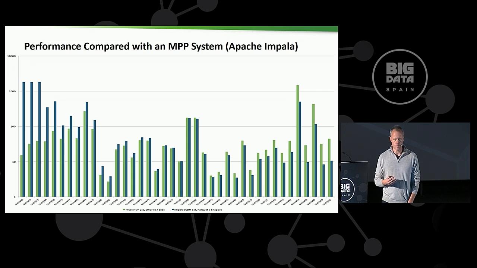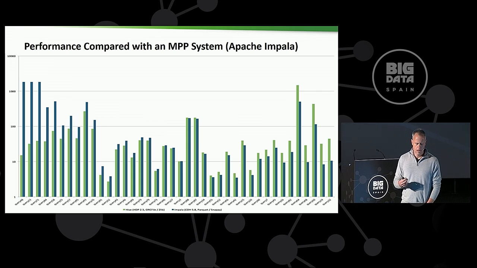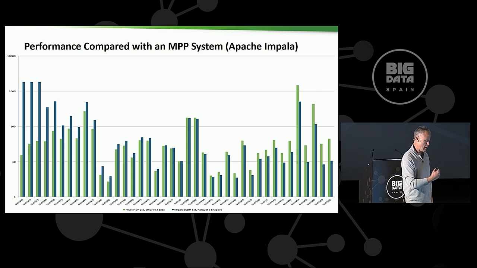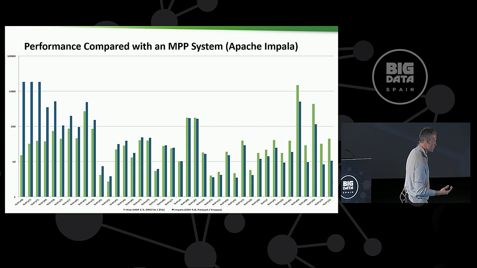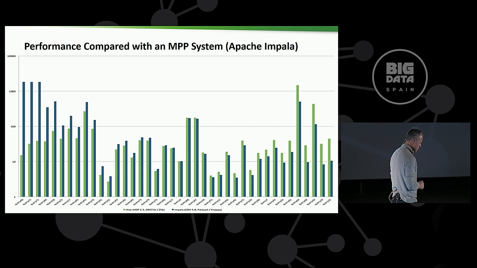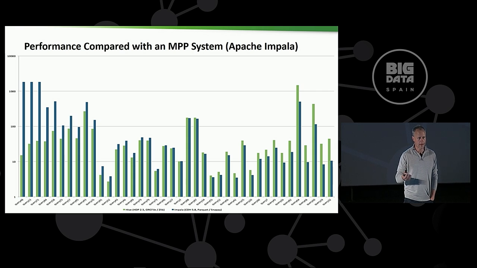Impala is a pure MPP system. That's its sweet spot. We're trying to be able to operate in that space as well as the very large data space. And so this is, for us, a very encouraging outcome that we're starting to be able to do that when it makes sense to act like that, we can do that.